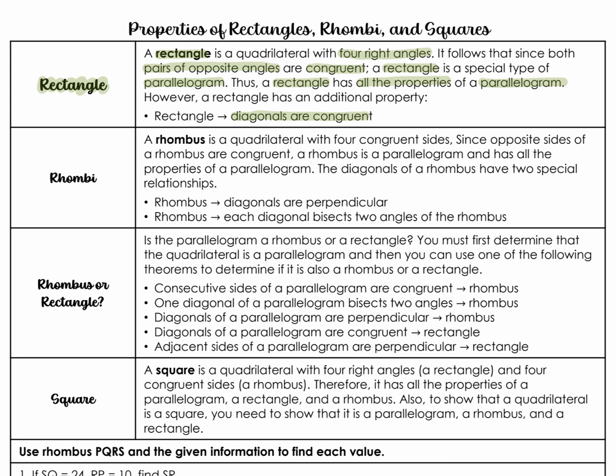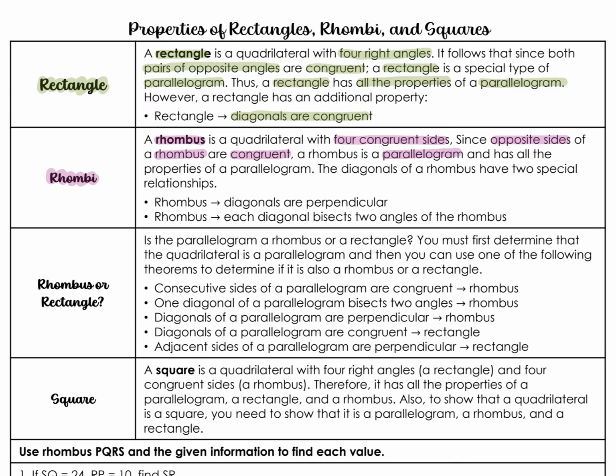All right, moving on to our rhombi. A rhombus is a quadrilateral with 4 congruent sides. Since opposite sides of the rhombus are going to be congruent, a rhombus is a parallelogram and is going to have all of the properties of a parallelogram.